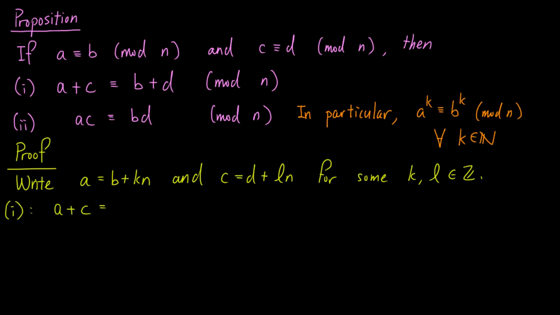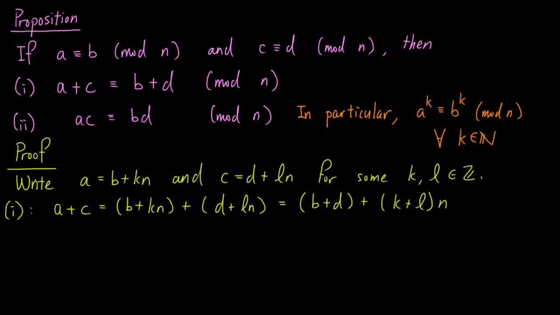For the first statement, we write a plus c equals b plus k times n plus d plus l times n, which equals b plus d plus (k plus l) times n. This implies that a plus c is congruent to b plus d mod n.